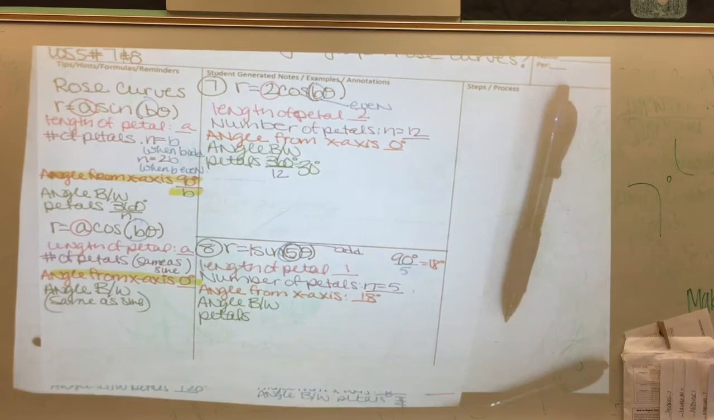So how many petals do we have in number 8? We have 5. So what am I dividing by 5?